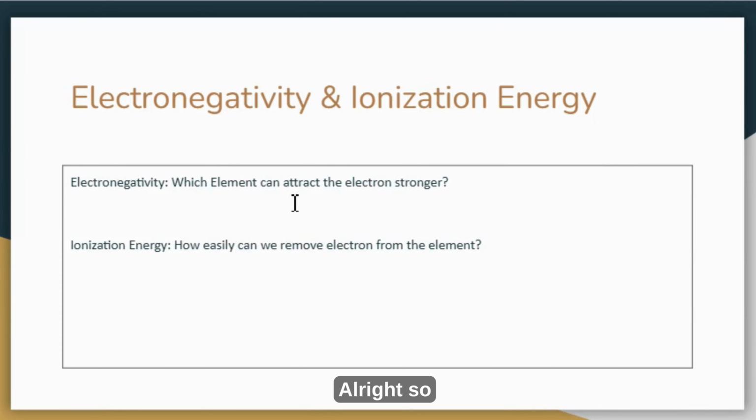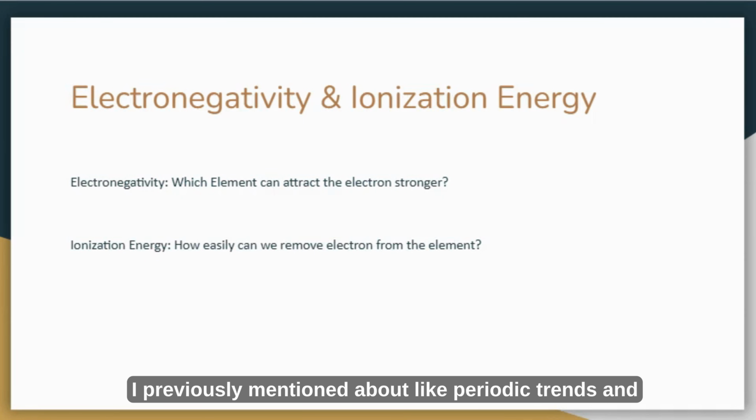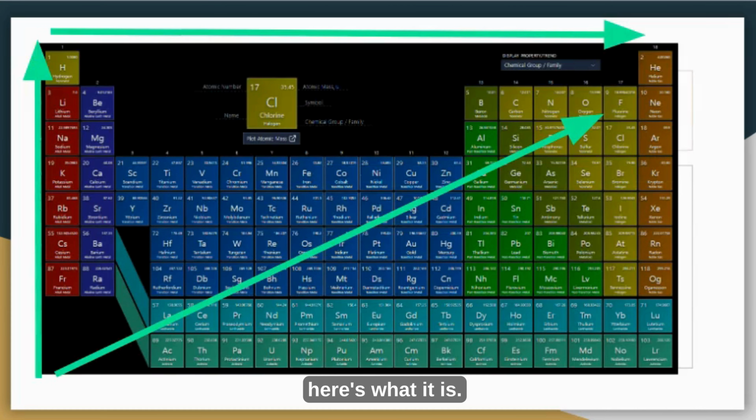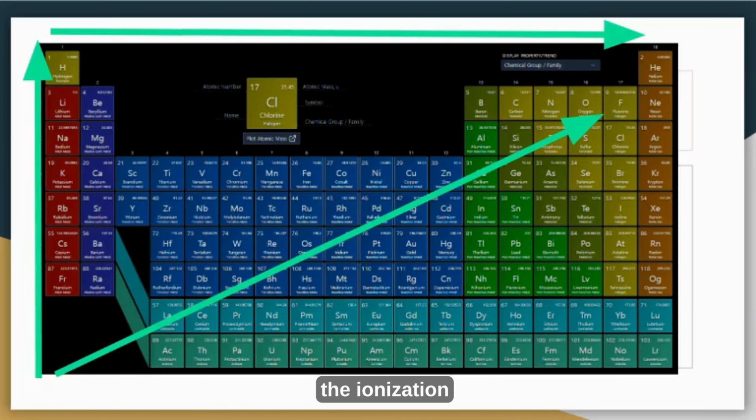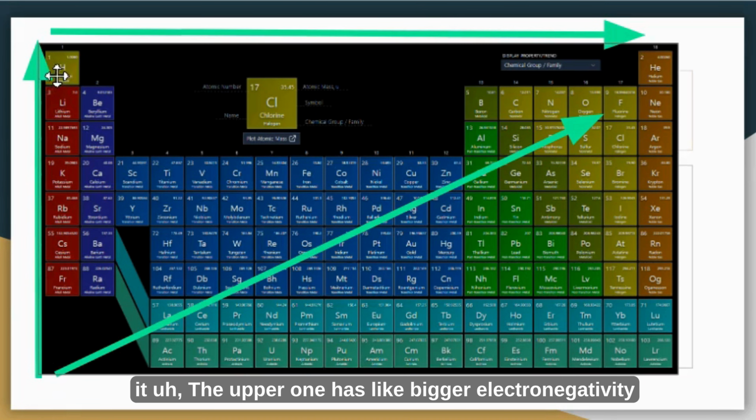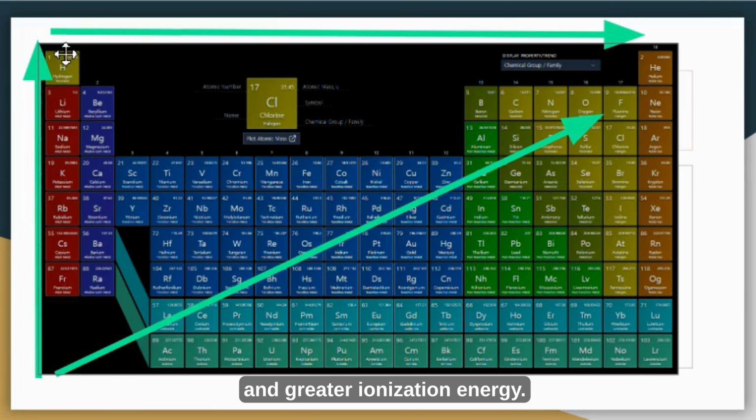All right. So I previously mentioned periodic trends, and here's what it is. For both electronegativity and the ionization energy, it increases as we go up and go right on the periodic table. So when you go up, the upper one has bigger electronegativity and greater ionization energy.